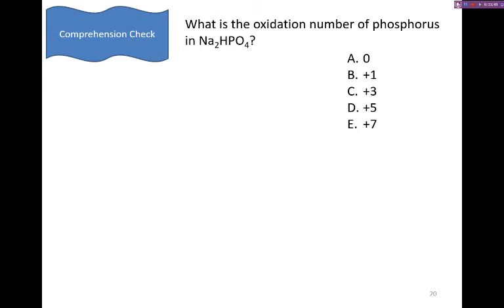We want to know what's the oxidation number of phosphorus in the compound given below. Let's start out by organizing our information. We know that sodium is an alkali metal, so it's always going to have a +1 oxidation number. Generally speaking, hydrogen is going to have a +1 oxidation number as well. The exception, remember, is a metal hydride, just the metal with hydrogen. In that case, it's going to be -1.